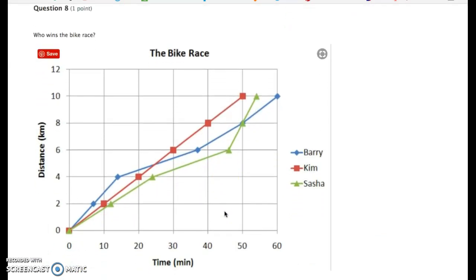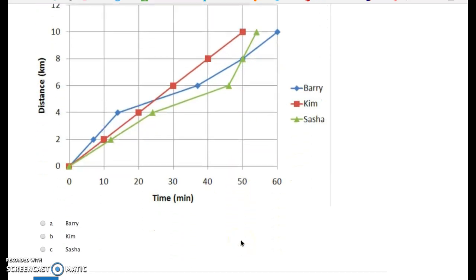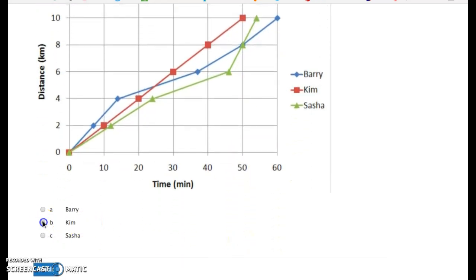Who wins the bike race? Well, that would be Kim. They're all racing to a distance of 10 meters. And in the case of Kim, represented by the red line, she finishes it in the least amount of time, which is 50 seconds. So Kim is the winner.